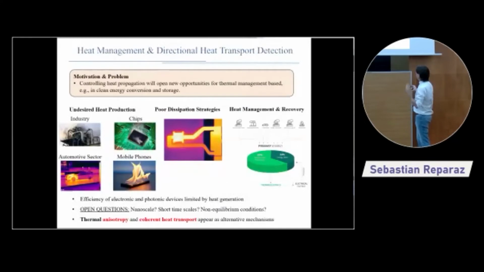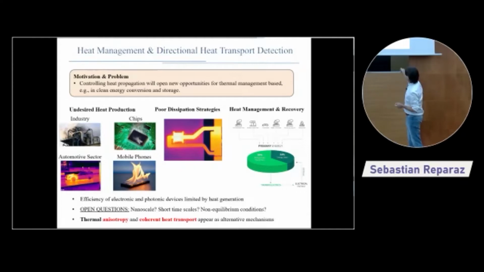So obviously this brings you to the obvious introduction: why would you like to study thermal transport? This is something that you know. I will just go quickly through this. Heat is present in many different processes, industrial processes, chips, and so on and so forth. In general, the idea is that usually heat is not our friend, let me put it that way.